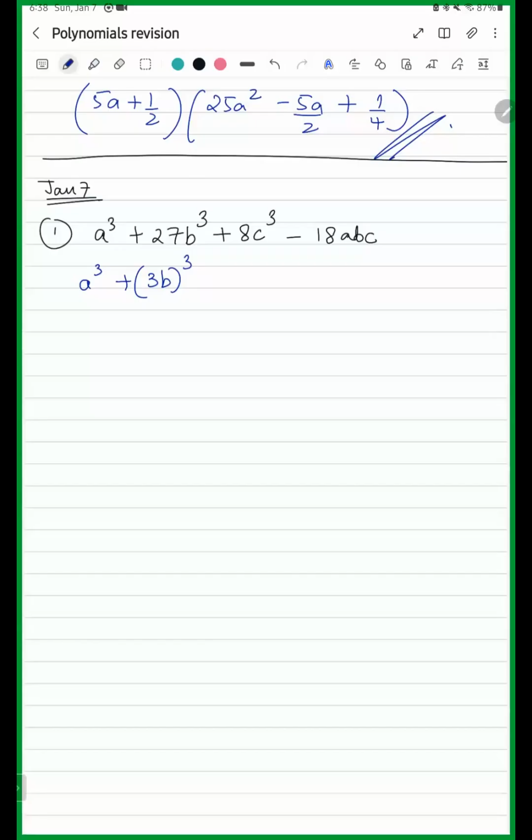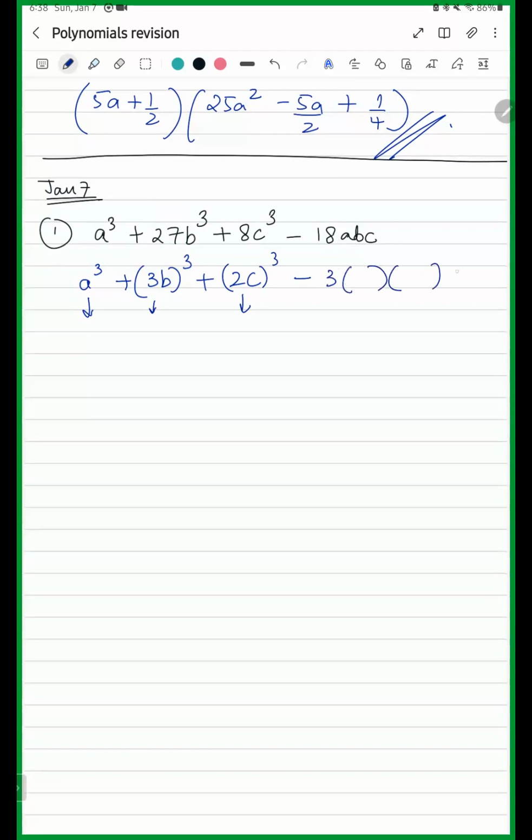Cube root of 27 is 3, plus, now the cube root of 8 is 2, so 2c whole cube. So here this is x, y, z, right? Minus 3 times x into y into z. So x is a, y is 3b, and z is 2c.